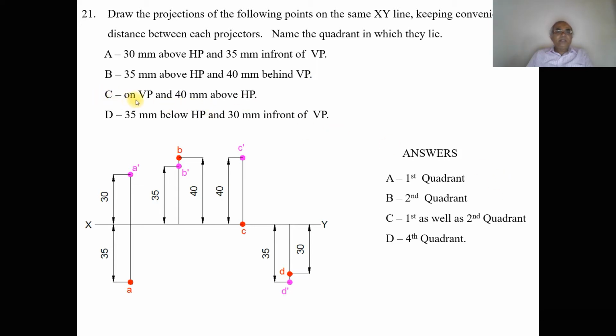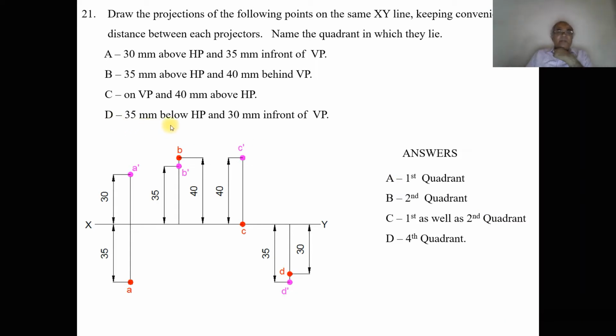Capital C is on VP, 40 mm above HP. Since it is above HP and on VP, the above HP condition is there in the first as well as the second quadrant. Therefore, in the first quadrant, above HP and in front of VP. Suppose you are considering the second quadrant, above HP and behind VP. Since the first and second quadrants both have the condition above HP, but it is on VP, obviously capital C is in the first as well as the second quadrant.